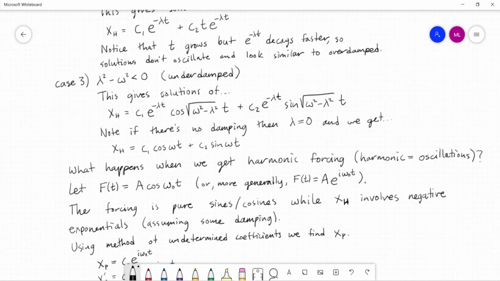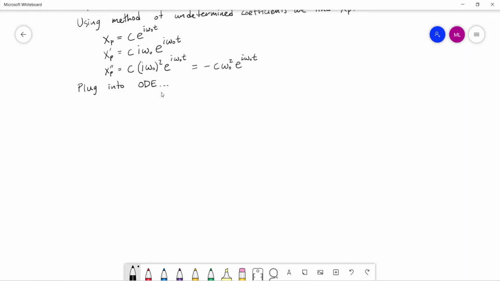So let's come back down and do that. So the first term just looks like it's going to be the x p double prime, so it's going to be negative C omega naught squared e to the i omega naught t.